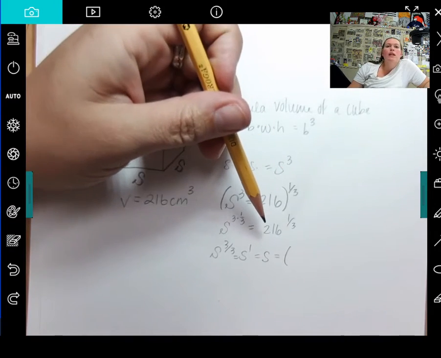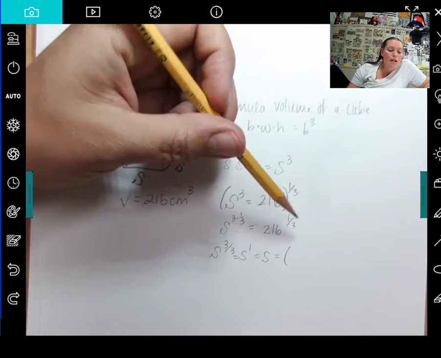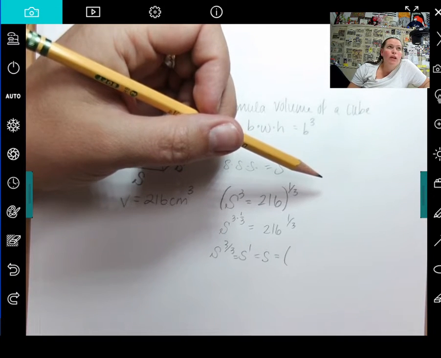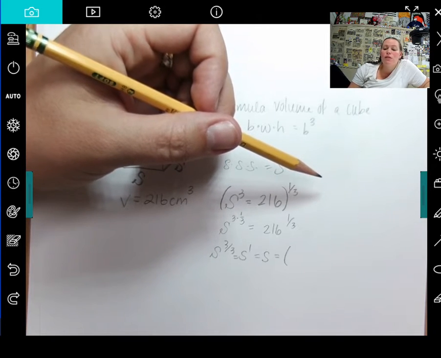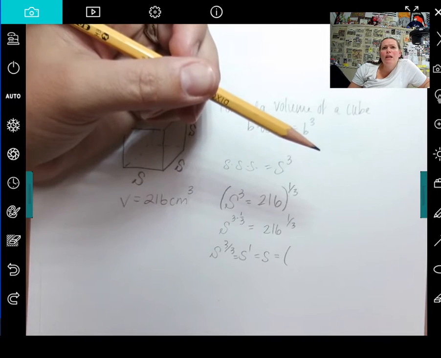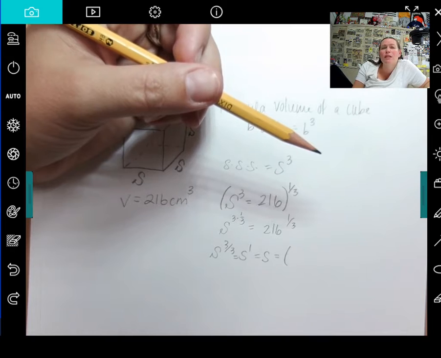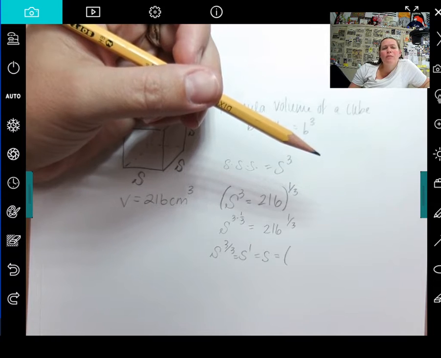So what number times itself 3 times would give us 216? So I used some mental math to do this. I know that 4 cubed is 64. 4 times 4 is 16, times 4 more is 64, so that's not big enough. And then I thought 8 cubed. 8 cubed is going to be 64, and then 64 times 8, well, that's going to be at least 400, which is bigger than this.